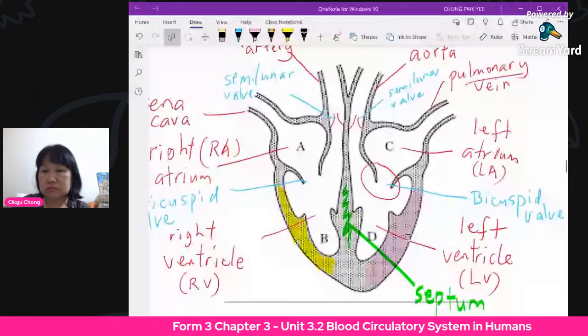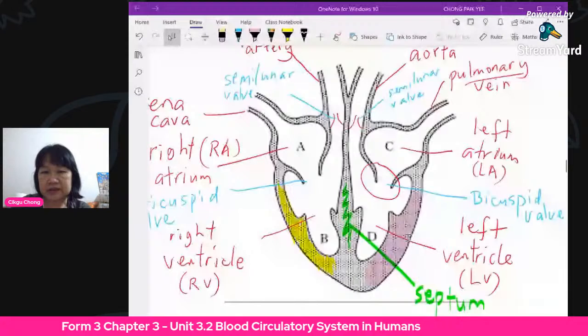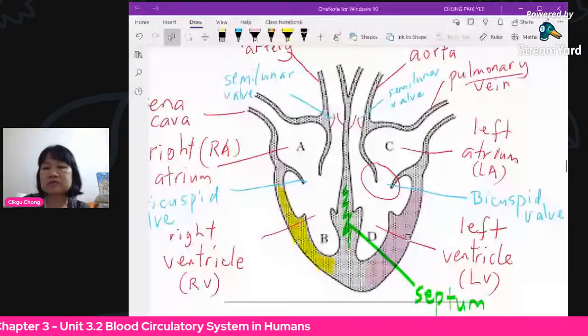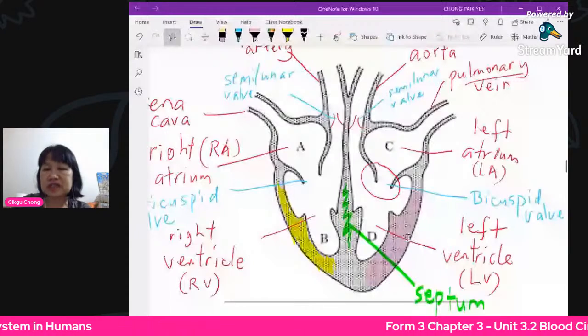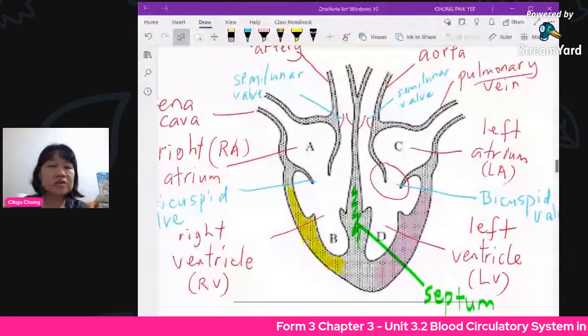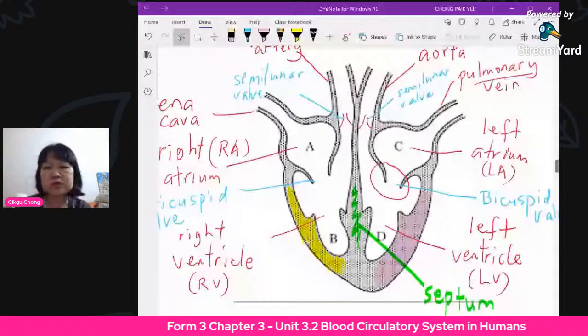Which side is thicker? You can see very clearly. And there's a reason why there's a difference in the thickness of the wall. Later we will see when you go to the next lesson. I don't want to give you too many things first. Okay, which one? Let me see.